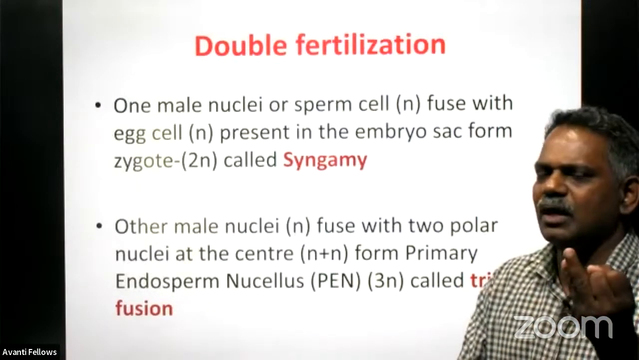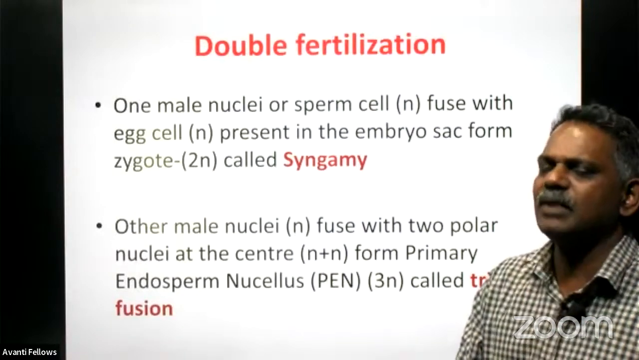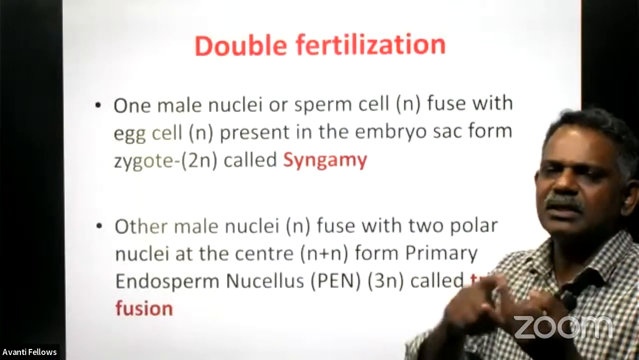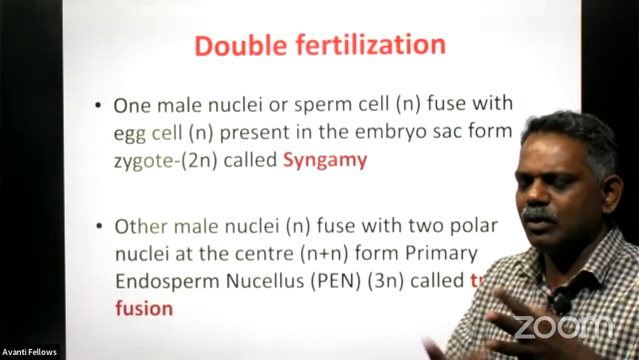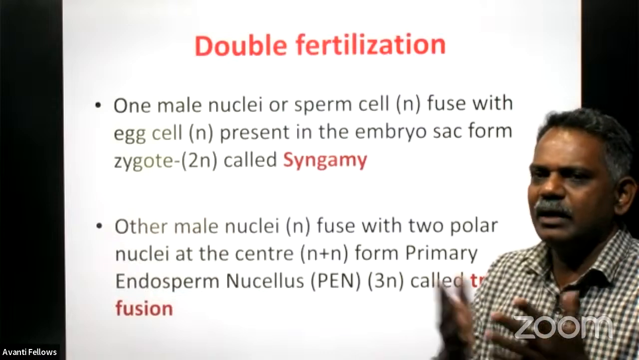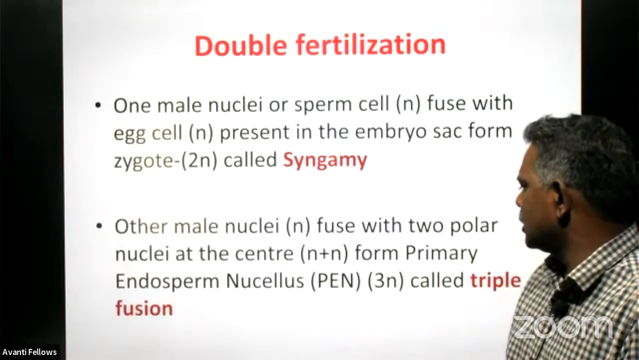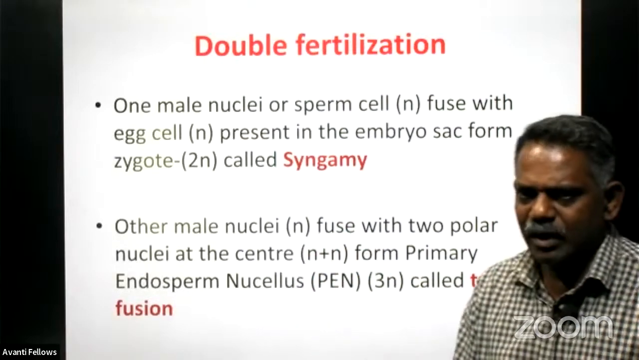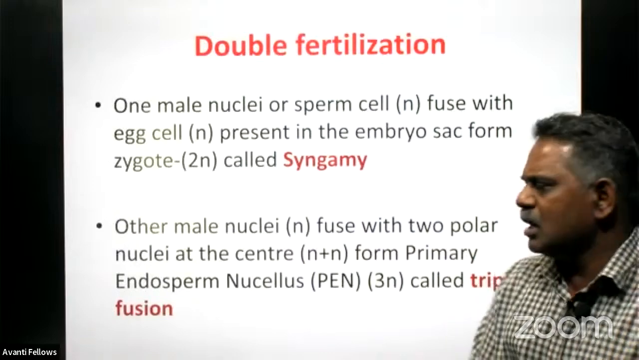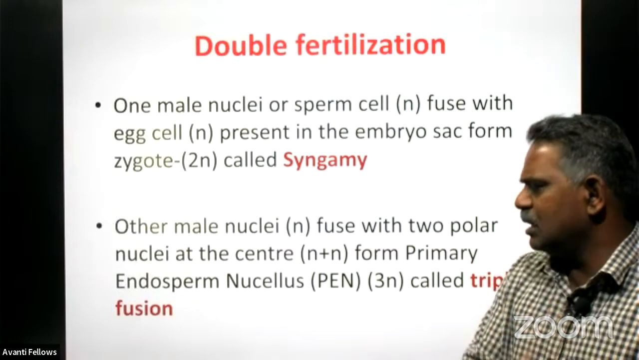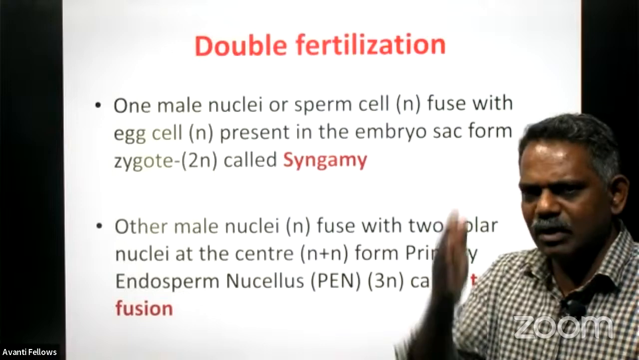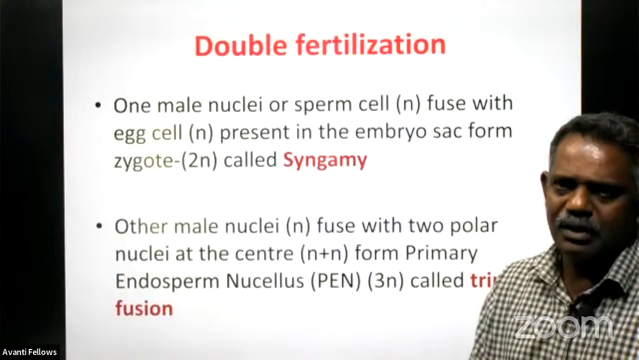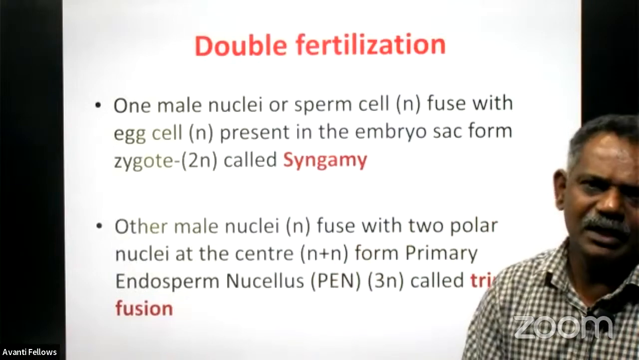Two polar nuclei already present at the center of the embryo sac fuse with one male nucleus. So N plus N plus N. Three haploid cells fuse together to form a triploid cell, and this triploid cell we call the primary endosperm nucleus. Why is it called that? Because at a later stage this primary endosperm nucleus will divide and produce the endosperm for the storage of food. That development we will see later.